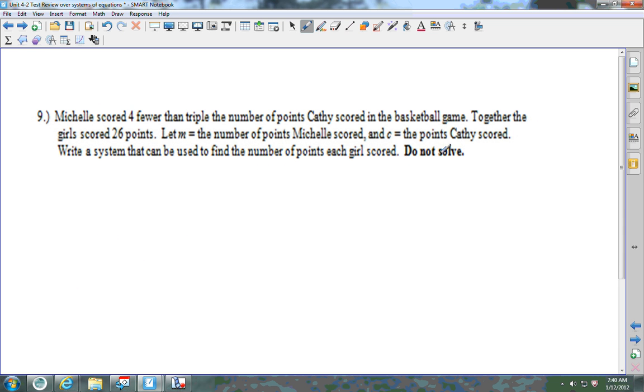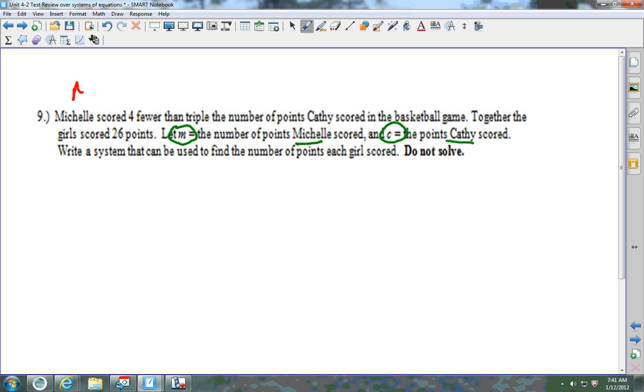Here's the next one. Again, this one says do not solve. Michelle scored 4 fewer than triple the number of points of Kathy in a basketball game. Together, the girls scored 26 points. So it says let M equal the number of points Michelle scored, and C equal the number of points Kathy scored. So we're going to write a system. Well, the first sentence up here, we're going to write one that matches that first sentence.